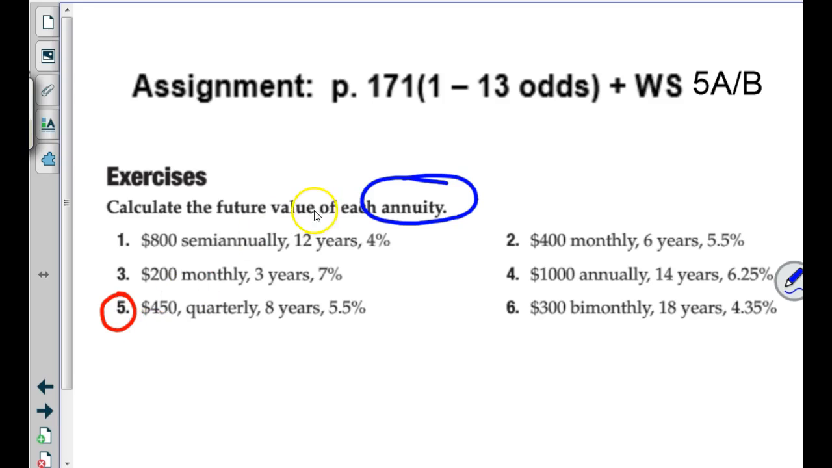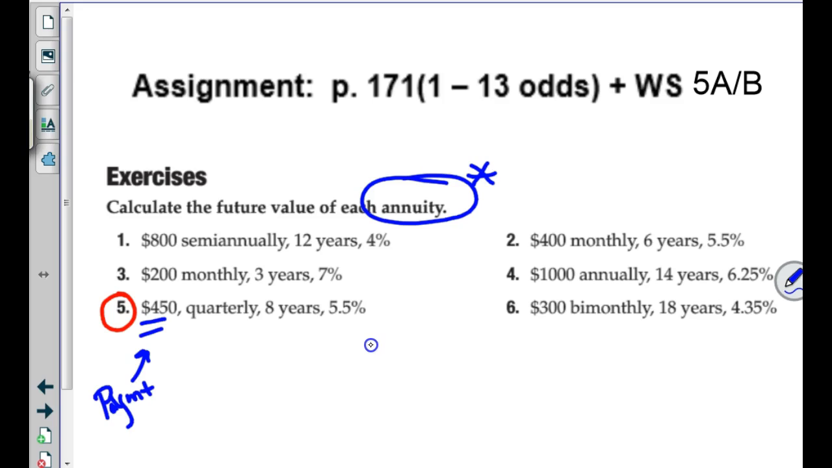It says calculate the future value of the annuity. That means you're making monthly payments of $450. This is your payment. It's not clear on this screen, in my opinion, but they want you to be able to know what an annuity means. You're making payments, apparently. I would have written it as a word problem. So-and-so is making payments of $450 quarterly for 8 years. How much is the future value?